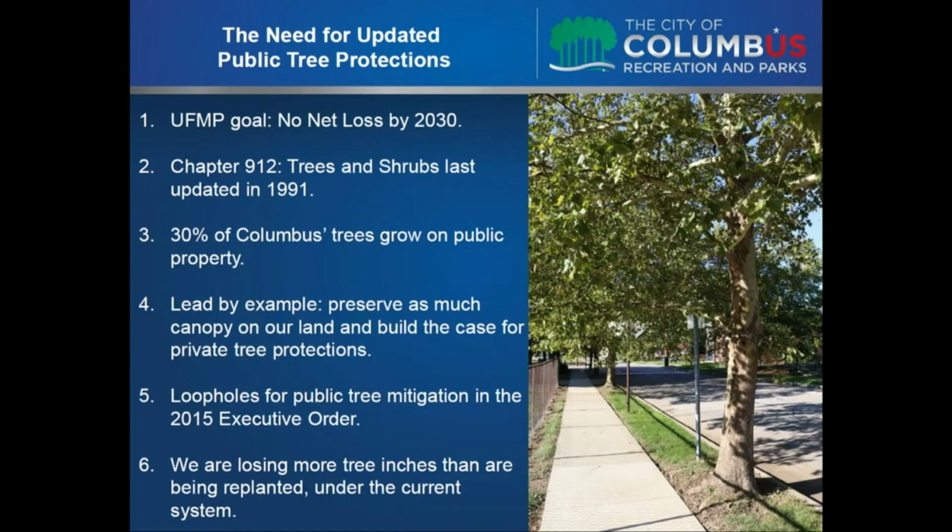And we're really looking toward the future and eventually looking to what we can do to protect trees on private property as well. I'll talk a little bit about the 2015 executive order, but something that we learned when reviewing policy for the Urban Forestry Master Plan was that there are loopholes that exist in this current executive order that we're looking to address with this code. And ultimately, those loopholes in the current system mean that we lose more tree inches than are being replanted under our current system.